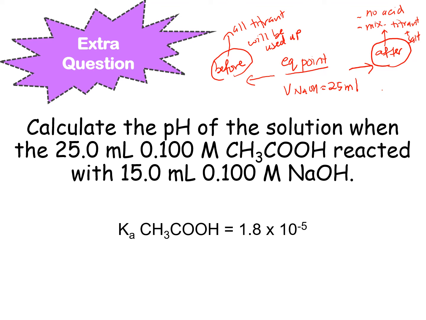Okay, so dekat sini, since clearly kita nampak 15 ml of sodium hydroxide, maksudnya belum sampai lagi kita punya equivalent point. So, kita punya cerita sekarang adalah before the equivalent point, yang mana semua sodium hydroxide akan habis digunakan. That's a piece of information that is important to be a guide for you to do your calculation. Okay, so let's look at the calculation.